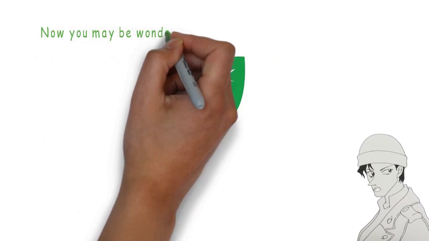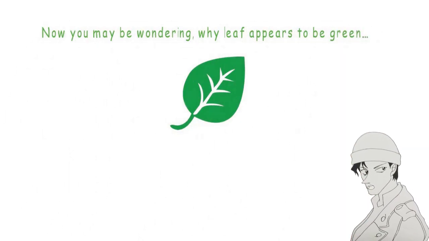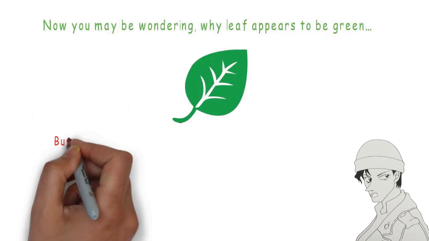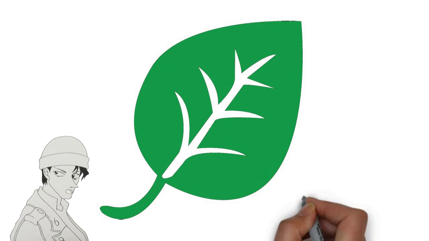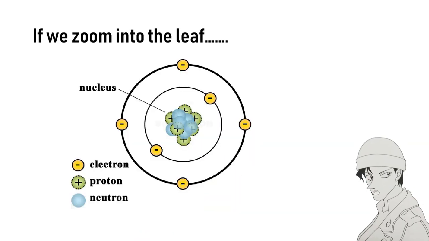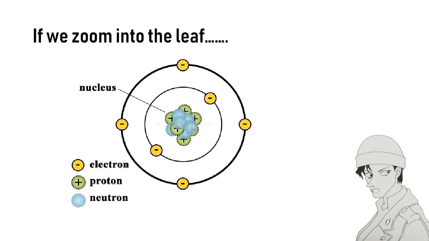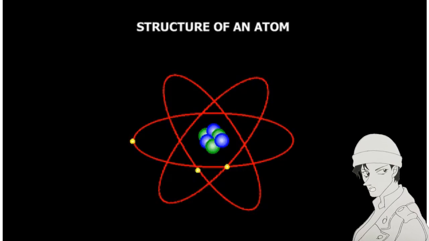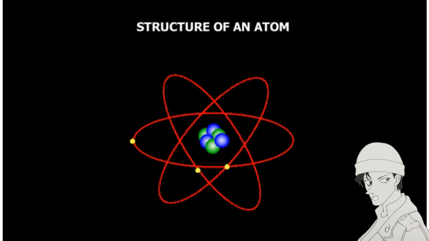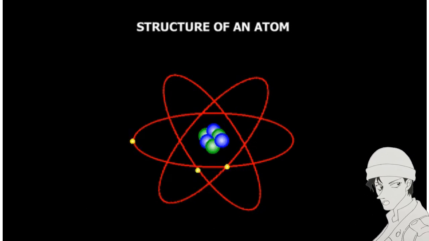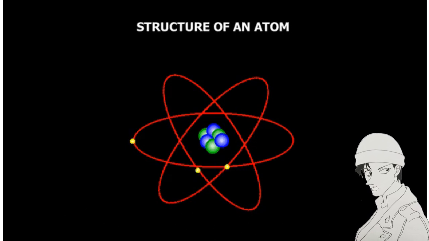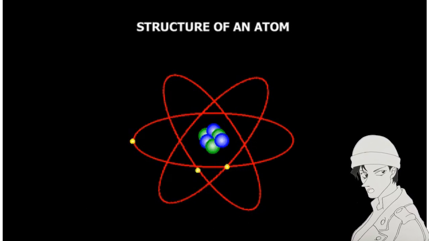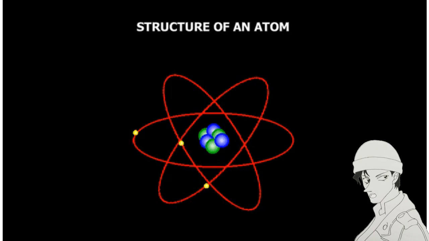Now, you may be wondering why, for example, a leaf appears to be green but not red or yellow. For that, you need to zoom in on the leaf. Now, as we zoom in, we see this. We see particles known as electrons revolving around a center, which is known as the nucleus and is composed of protons and neutrons. I won't go into much detail about the nucleus since it is not related to how we see various types of colors. What I will do is focus on the electron.